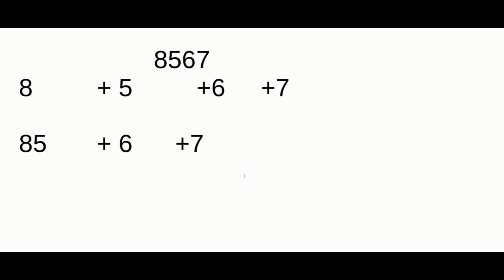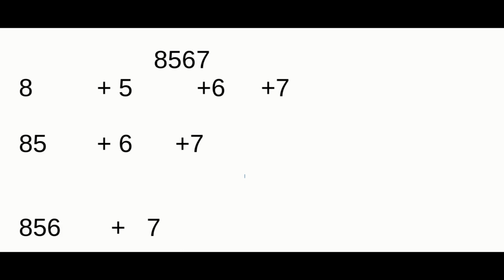Then another bigger number, 8567. This also we can write in different forms. Look here. 7 is in the ones place, 6 is in the tens place, 5 is in the hundreds place, and 8 is in the thousands place. Then these are the digits. The blank places we have to fill. This is another way, 85, 6, 7. Think about what we have to fill in the blanks. This is another way we can write 8567.